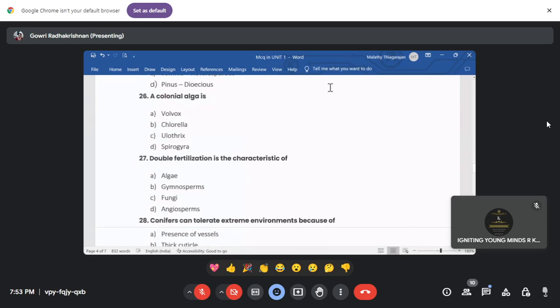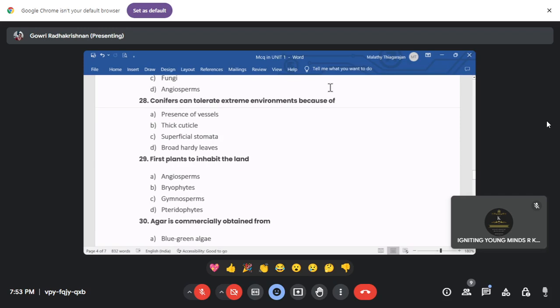Alright, option D. And the next one. The colonial alga. Volvox, ma'am. Yes, correct. 27. Double fertilization is a characteristic of, now you know, angiosperms. Yes, right. And then, wait a minute. Now we are in question number 28. Conifers can tolerate extreme environments because of.